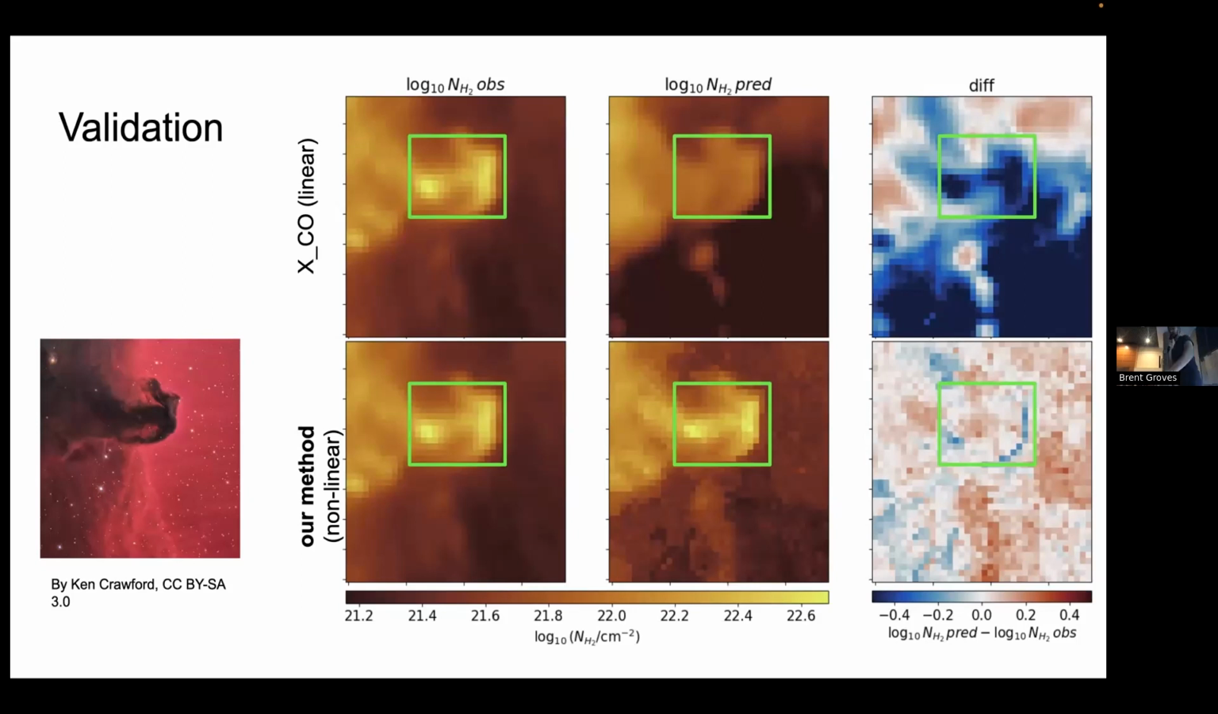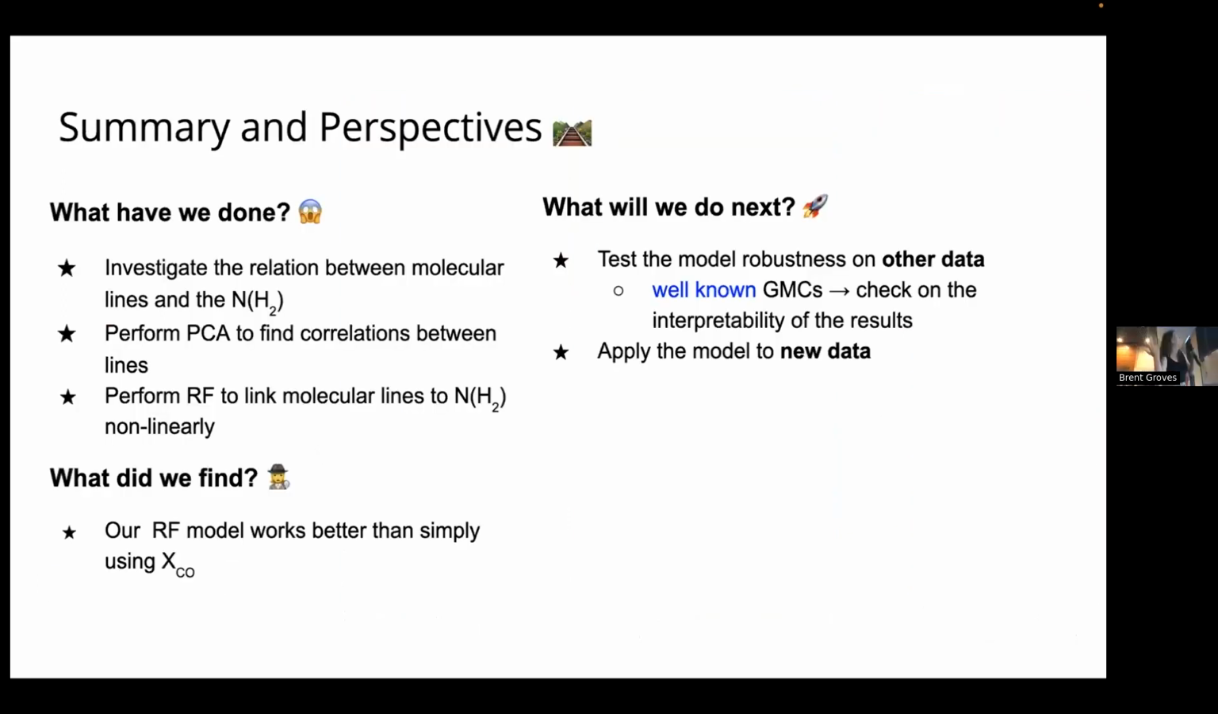And what comes now is the conclusion. So to summarize, what did we actually do? We investigated the relation between molecular lines and the column density of hydrogen. We used PCA for that to find correlation between lines. Then we used random forest to link those lines to column density of hydrogen.